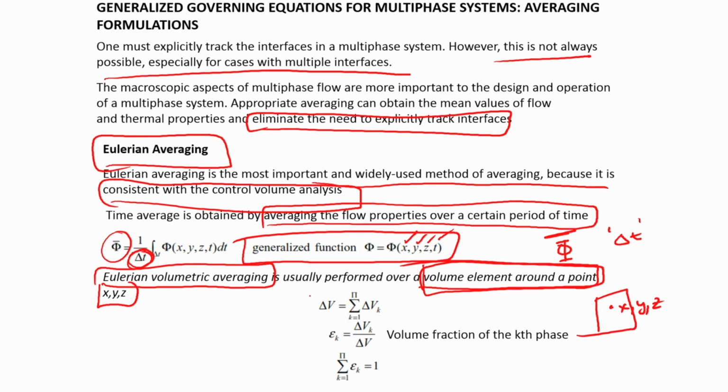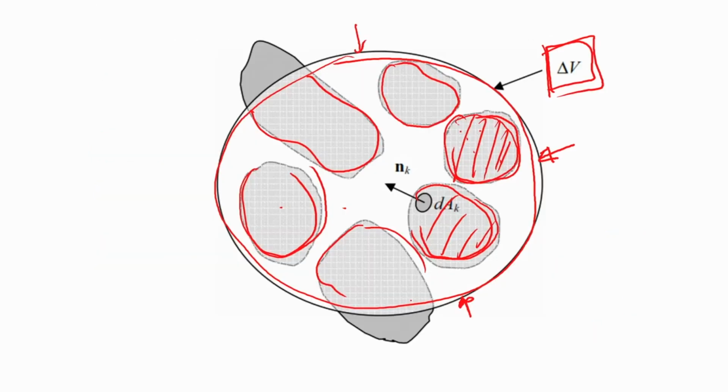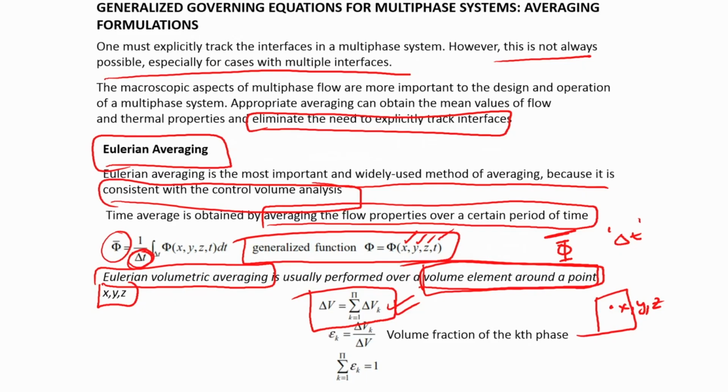The total volume element is basically the sum of the individual volume elements that are occupied by each of the phases. If you look at this, these are those individual volume elements. So, this is delta Vk. These are the individual volumes of each of the phases, and this is the volume fraction of the kth phase.